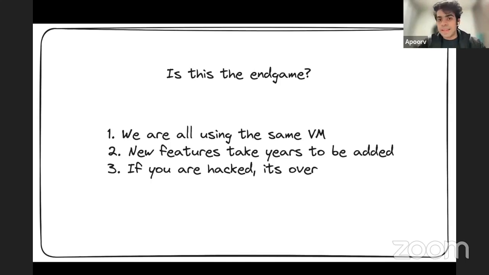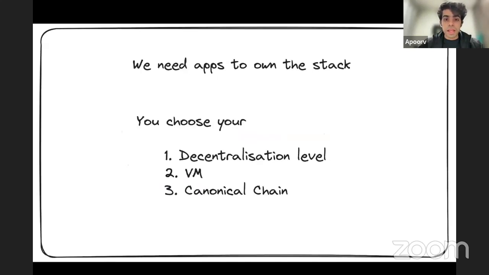So is this the end game? And it doesn't look like it, right? Because there's so much more to improve over here. And it doesn't seem like a general purpose chain will be able to solve that. And so we need apps to own the stack. What essentially I mean over here is that you need apps to have their own chain, and you need apps to decide what stack they want to use, just like how it works in the Web2 world today.